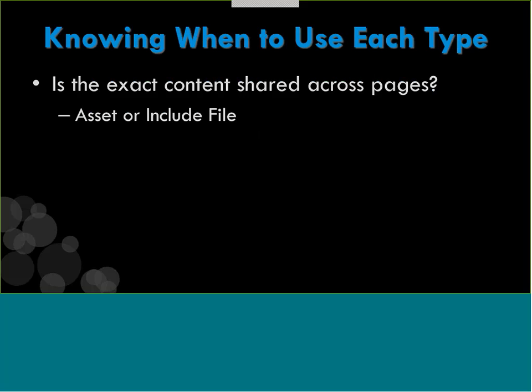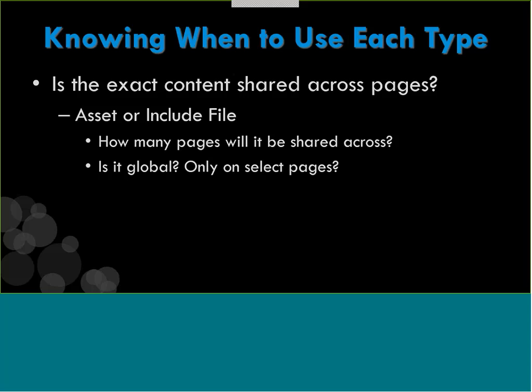Now, once you've isolated that, you still don't know which one of those to use. So the next big question you really want to ask yourself is, how many pages will it be shared across? Is it global, or is it only on select pages? And the answer of this will help you decide what makes more sense. If it's going to be global content that is on every single page of your site, such as the header or the footer, particularly where that information doesn't really change that much, doesn't need to be edited too often, that is typically going to be something that we'd recommend an include file for.